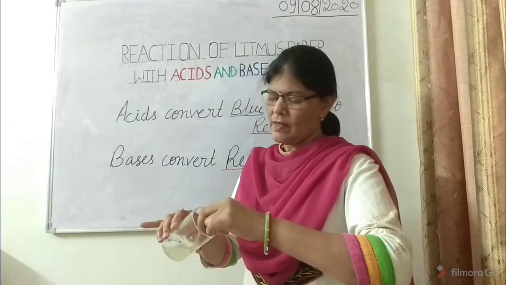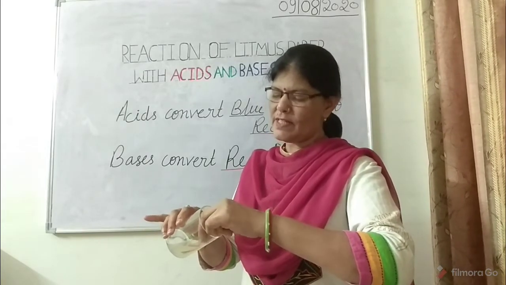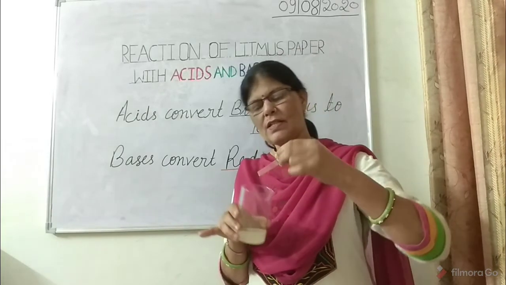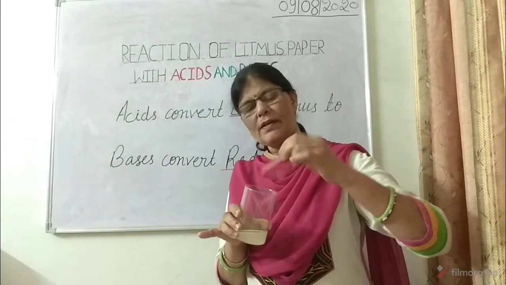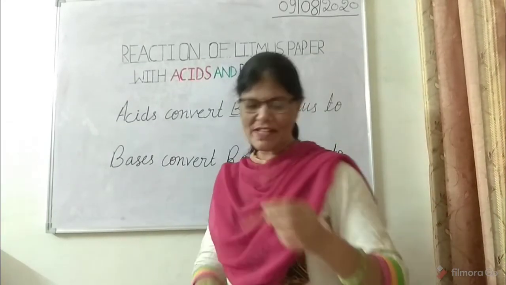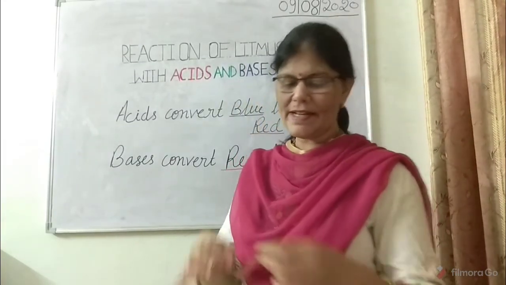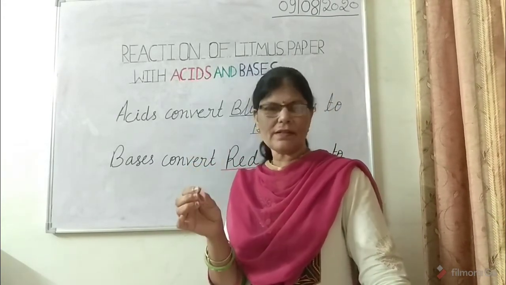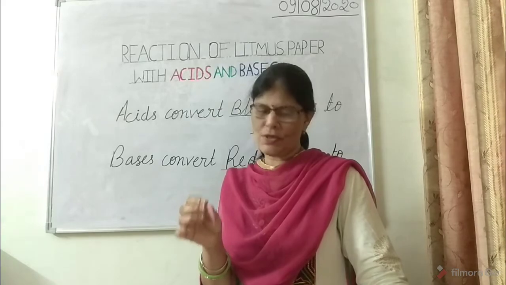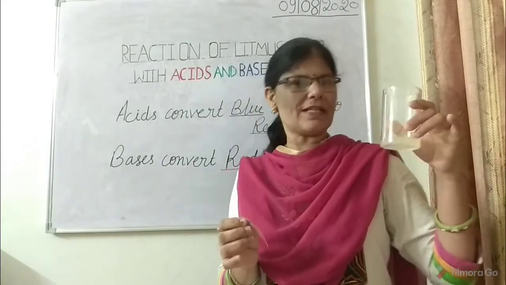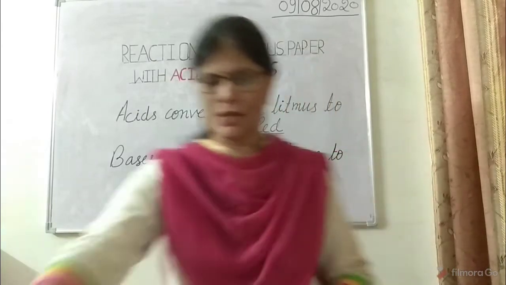I am dipping blue litmus paper in this Mosmi juice and the color has changed to red. So look here, the color has changed into red color. So it means Mosmi juice contains acid, because blue litmus is converted into red color when acid is present in that solution. So Mosmi juice contains acid, or we can say this is acidic in nature.